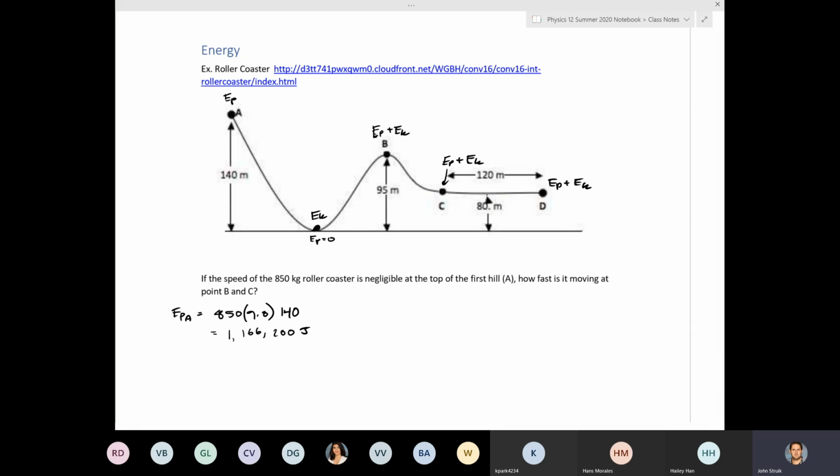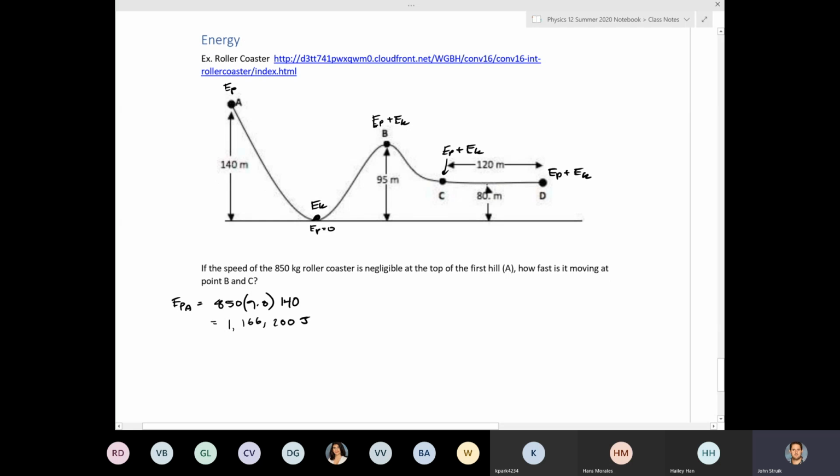If there were a speed, it would be super small. So let's say 1 meter per second. It's not even that. It's pretty slow, but 1 meter per second. So it'd be 0.5 times 850 times 1, that's 425 joules. So even if it was moving, it's so small compared to the potential energy that we just call it negligible. It's not going to change the amount of energy that is at the start. So it doesn't really matter.